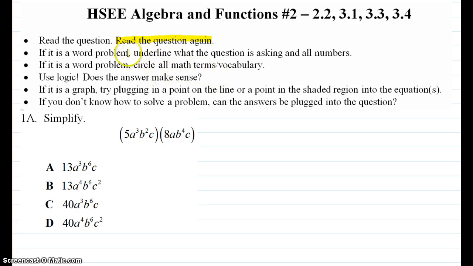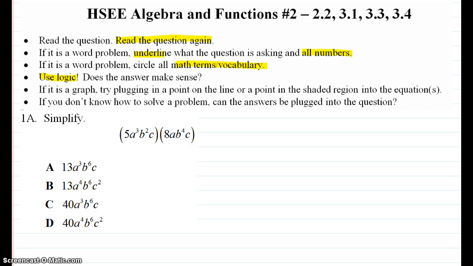If it's a word problem, underline what the question is asking and all numbers. If it is a word problem, circle all math terms and vocabulary. Most importantly, use logic. Does your answer make sense? If it's a graph, try plugging in a point on the line or a point in the shaded region into the equation. And if you don't know how to solve a problem, can the answers be plugged into the question?